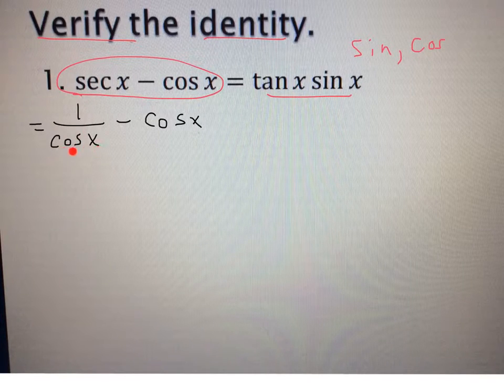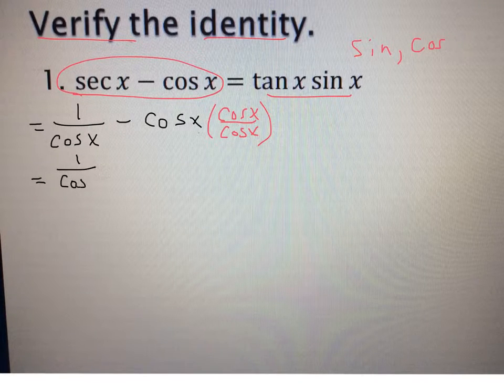So my common denominator would be cosine of x. So I'm going to go ahead and multiply this second part by cosine of x over cosine of x. So in that case, I'm not actually changing this amount. I'm just going to change how it appears, because really cosine of x over cosine of x is actually just 1. So that would give us 1 over cosine of x minus cosine of x squared over cosine of x.